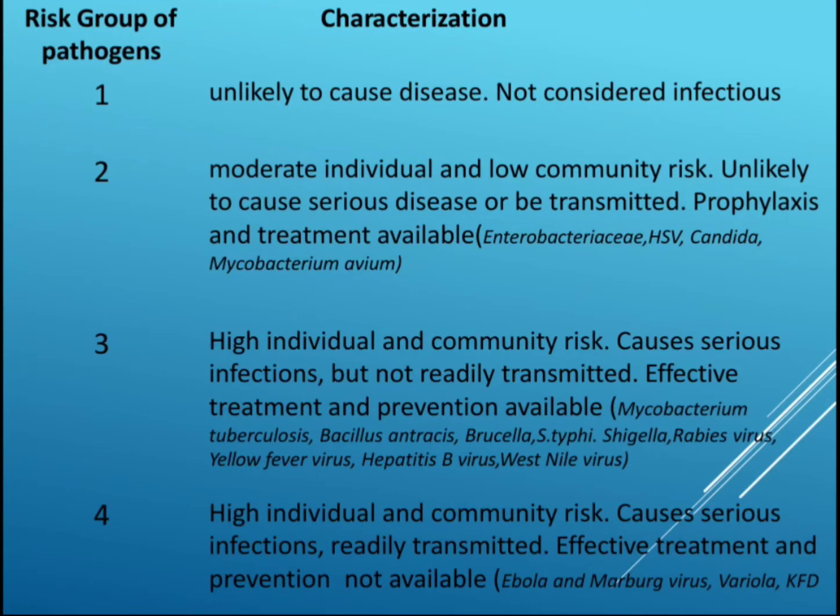Okay, the fourth risk group of pathogens has high individual and community risk, causes serious infections that are readily transmitted, and effective treatment and prevention is not available, such as Ebola and Marburg virus, variola, KFD, coronavirus. Then the next is the Delta virus, which is highly mutated.